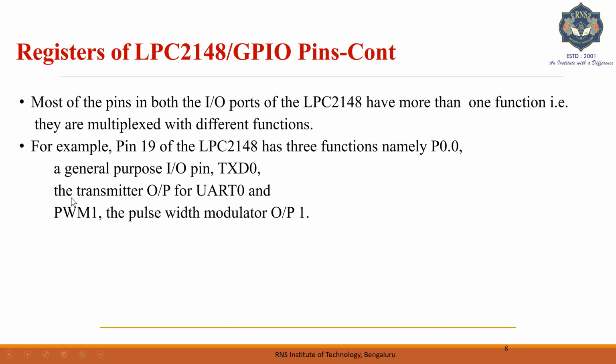The transmitter output for UART0 and PWM1, the pulse width modulator. This is an example of how pin 19 can be used for three functions. This applies to all the pins from 0 to 64, that is 64 pins, 0 to 31 and again 0 to 31. They can be used for any of the functions. The functionalities provided are in the pin diagram details, which I will share today so that you can refer to it.